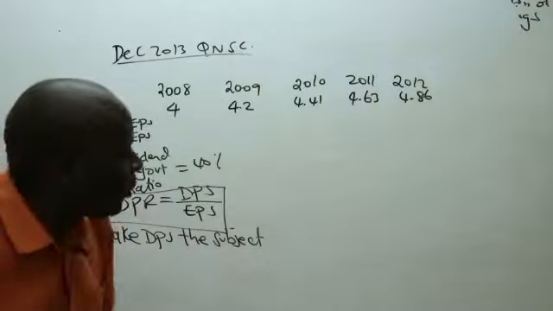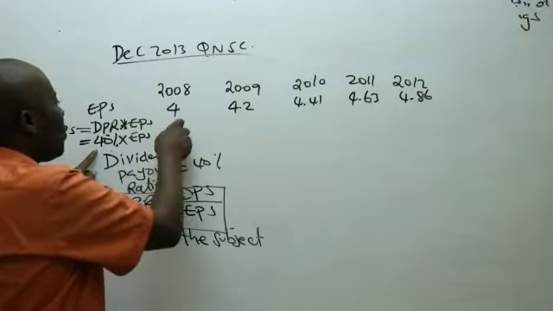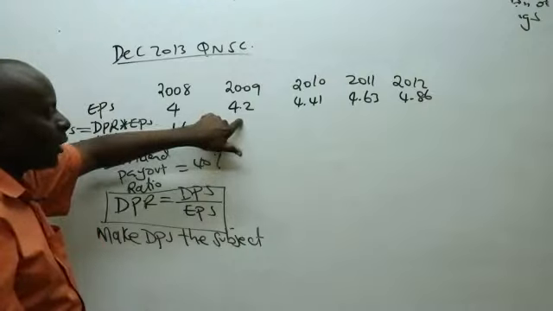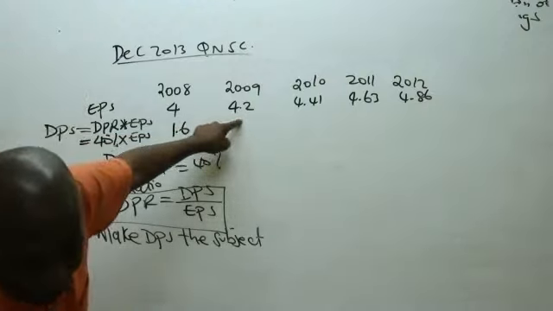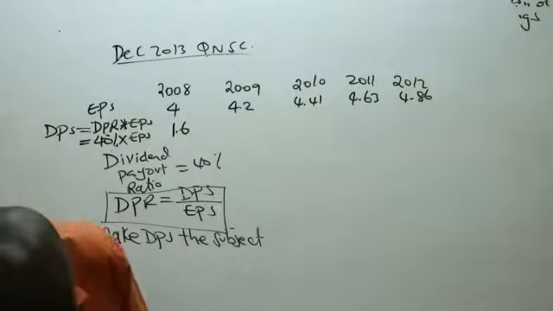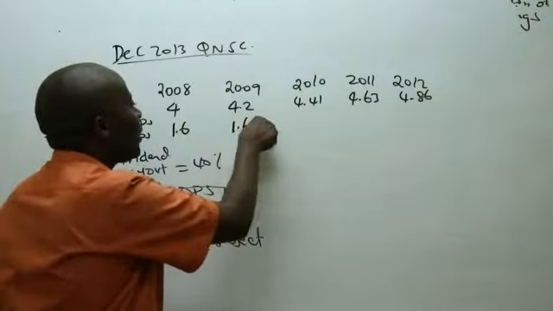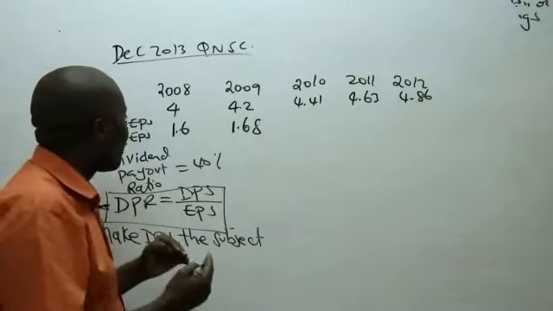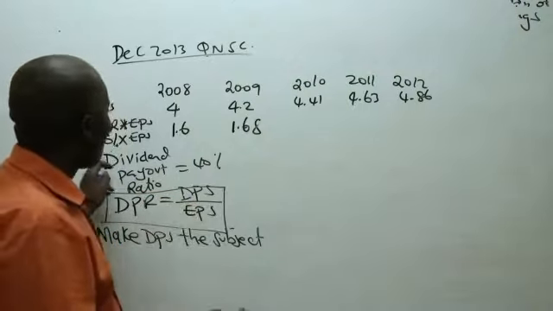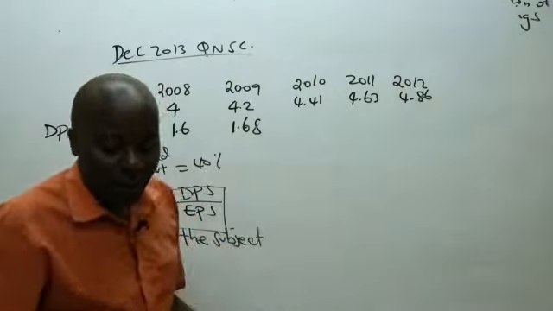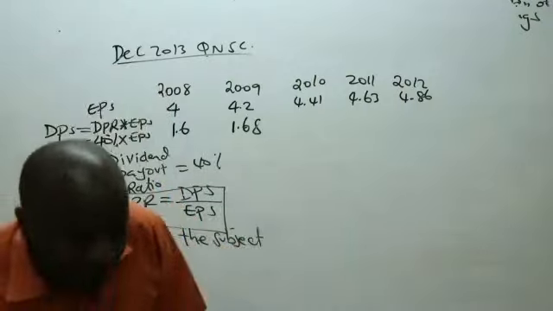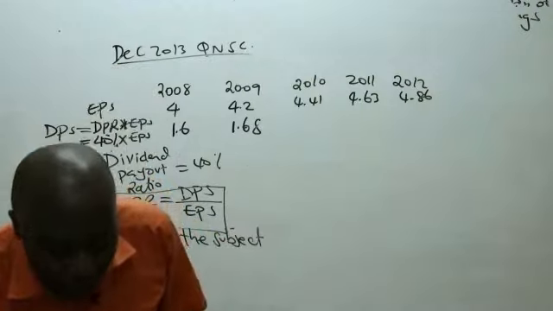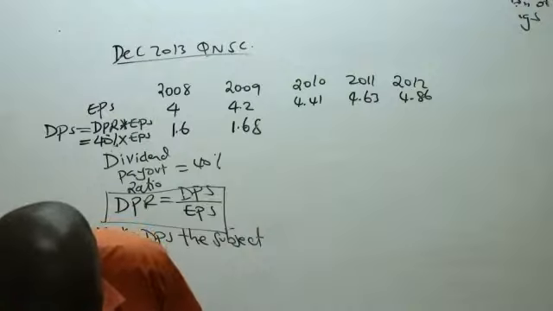So kindly help me out. AB tells me 1.6. 0.4 times 4 is 1.6. How about 0.4 times 4.2, so that I can get the dividend per share for the year 09? For the year 09, I can see 1.68. Thank you very much. 0.4 is constant for each of these years. So 0.4 times 4.41, what figure are we able to get as a dividend? Which was 1.764.